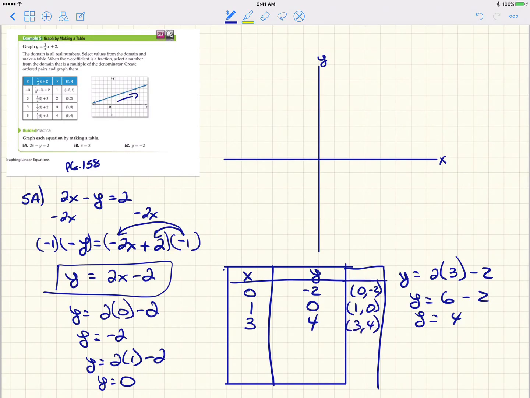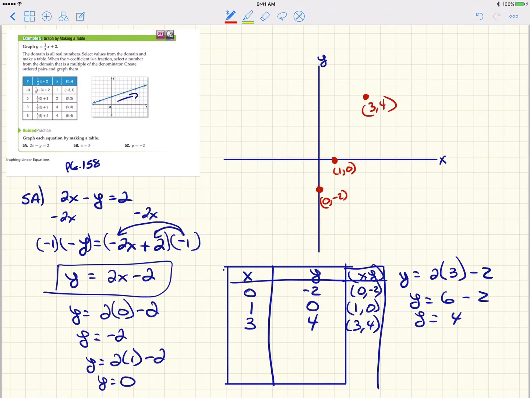So I'm going to plot those three points. We'll plot 0, negative 2 first, which is going to be down here. 1, comma 0 is going to be x equals 1, y equals 0. And then x equals 3, 1, 2, 3, y equals 4, 1, 2, 3, 4. So we have those three points there. Let me go ahead and label these. This is 0, comma, negative 2. This is 1, comma, 0, and this is 3, comma, 4.